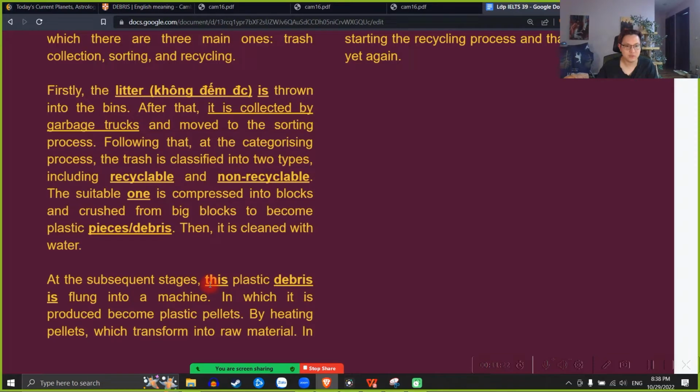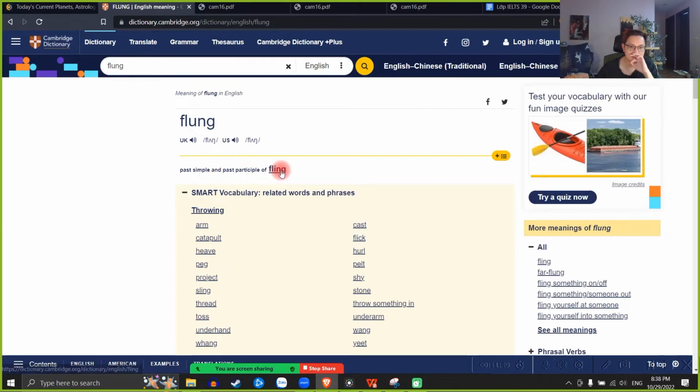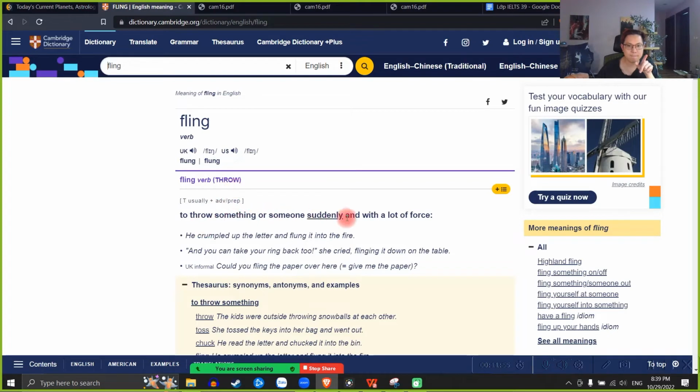It's flung into a machine. Wait, người ta nói rằng cái mảnh vỡ nhựa này bay vào cỗ máy hay là bị bay vào cỗ máy? Được quăng vào, bỏ vào. Được quăng vào thì phải là dùng từ throw mới đúng. I think you should use the word throw nhé. Let's check this word out. Fling, flung, right? Fling, flung. Fling means throw, okay. Quăng quật luôn á. With a lot of force, suddenly throw something or someone with a lot of force. Quăng quật luôn á. Flung into the fire, okay.